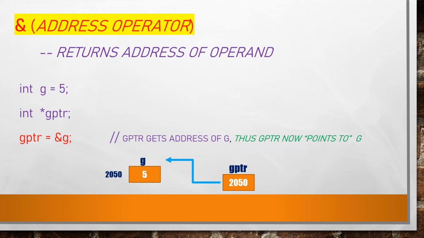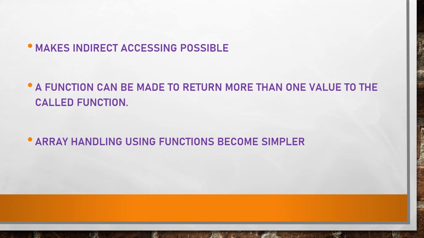Let me repeat the underlying concept once again. gptr is loaded with the address of the g variable. Because of that, whenever we use *gptr, that will be pointing to the g variable. Why is the pointer mechanism so handy in the C programming language? It's due to the following reasons. It makes indirect accessing possible. A function can be made to return more than one value to the calling function. Array handling using functions becomes simpler.